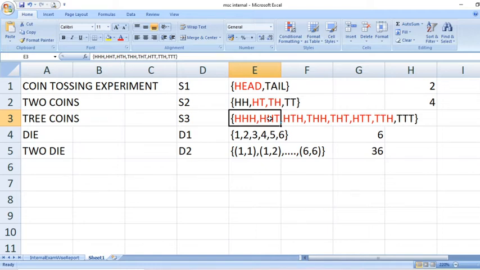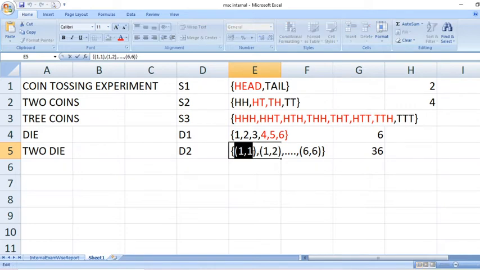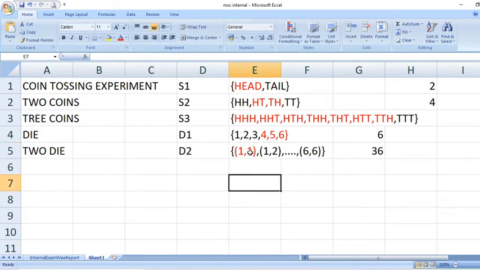Okay. Another, in the die tossing experiment, you can say 4, 5, 6. The set consisting of 4, 5 and 6 is a subset, and the name of that event will be face value greater than or equal to 4. In the last example, 2 dice tossing experiment, we can have an event: sum of face values equal to 2.